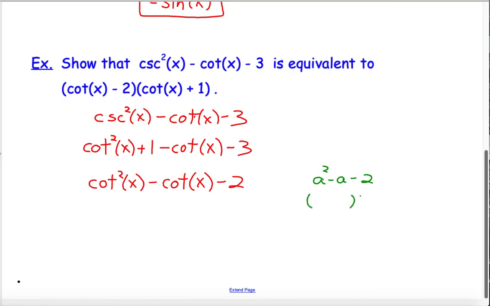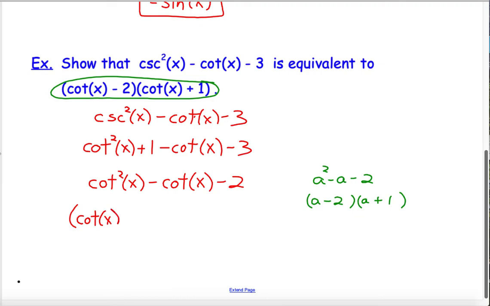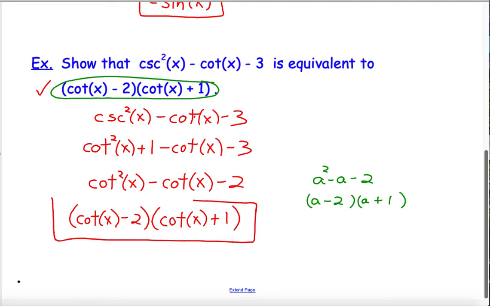And we know that's where we're headed because we have to factor it, because that's what we're trying to get. And if I factor this, it would be a minus 2 times a plus 1. But instead of a, we have a cotangent, but it's still the same idea. So I'm going to have cotangent of x minus 2 times cotangent of x plus 1. And that's exactly what they wanted me to change it to. And there you have it.